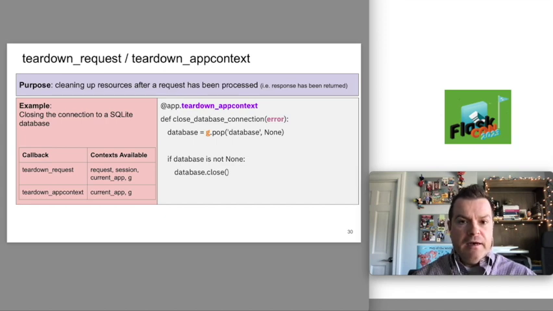I think the key thing to highlight between these two different callbacks is really what contexts are available in each of these callbacks. Teardown request actually executes first, so you're going to have the request, session, current app, and g all available to you. But then between these two, the request context gets popped from the stack. So when teardown app context executes, you'll only have current app and g available to use.